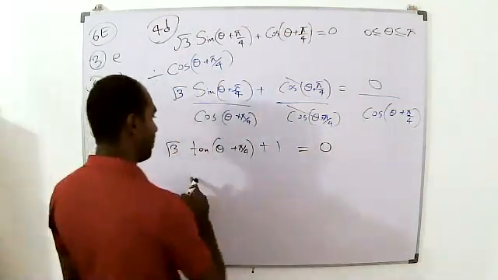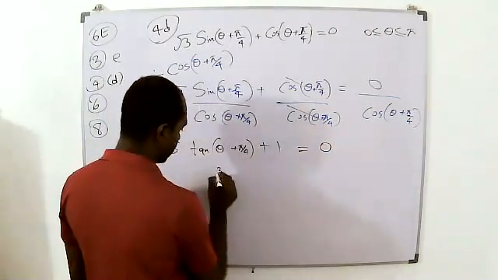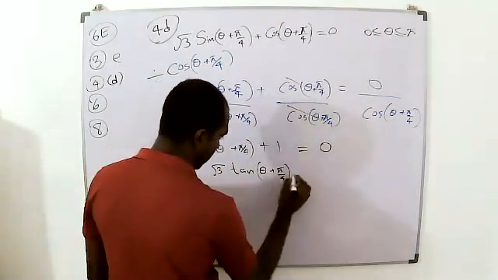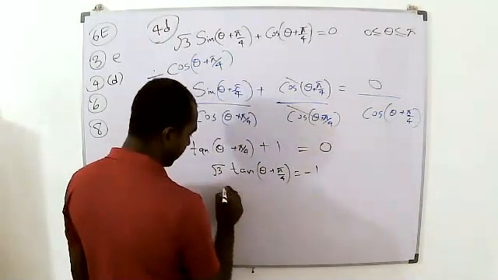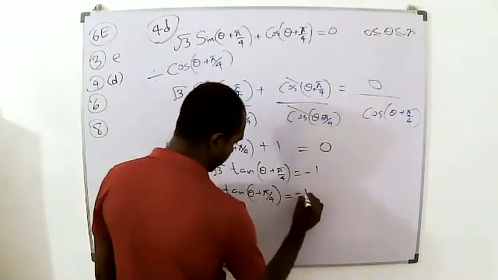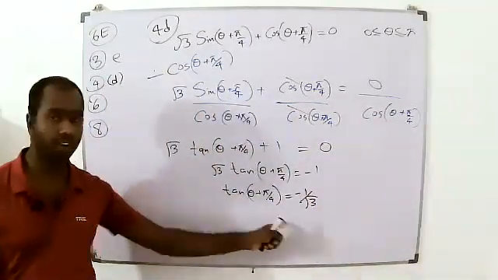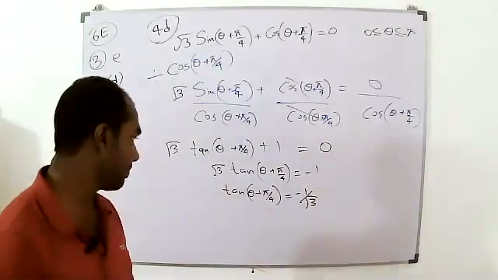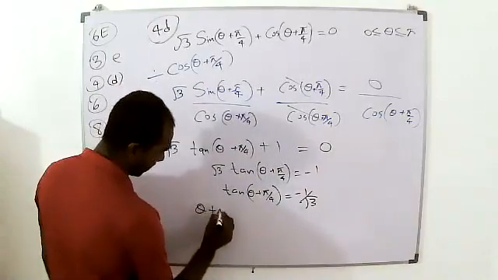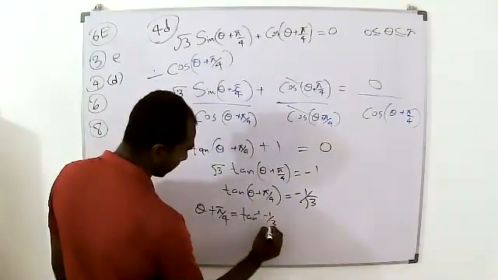So now we can make this tan ratio the only subject by taking the 1 to the other side. So it's square root 3 times tan((theta plus phi)/4) equals minus 1. And if you make tan((theta plus phi)/4) equals minus 1 over square root 3, see, we simplified this equation into this situation. After that, what do we have to do? We have to find theta. So (theta plus phi)/4 equals tan inverse of minus 1 over square root 3.